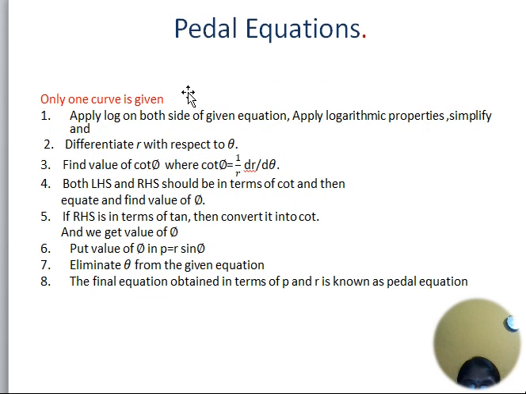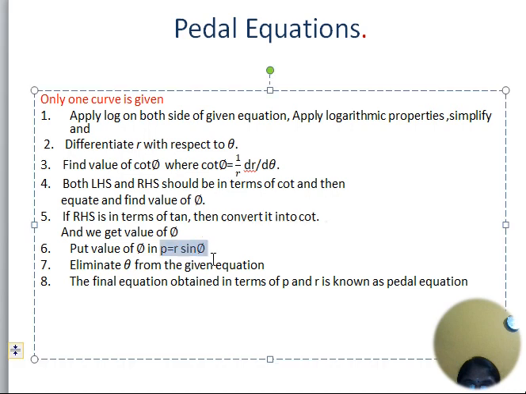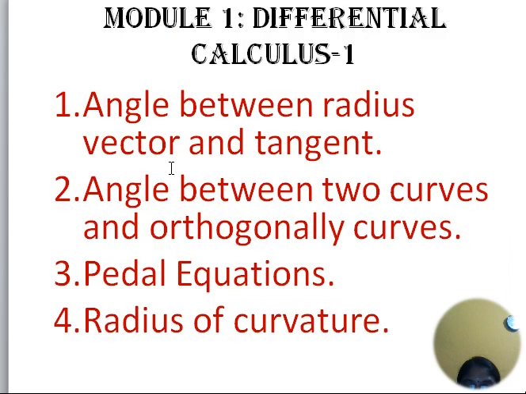So pedal equation. Here also only one curve will be given. Then the same procedure has to be followed. You are going to find the value of phi, and then we are going to use the value of phi in this equation p equals r sine phi, and hence get the value of theta. Then from the given equation we will be substituting the value of theta or eliminate theta. And then the final equation obtained in terms of p and r is known as pedal equation. So in all three concepts, basically we are going to find phi.